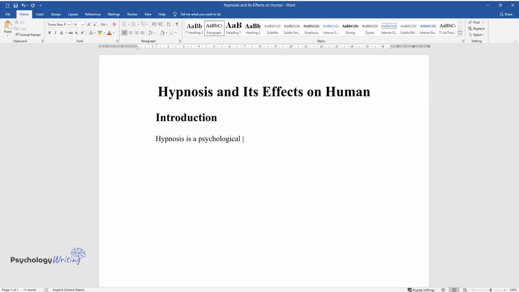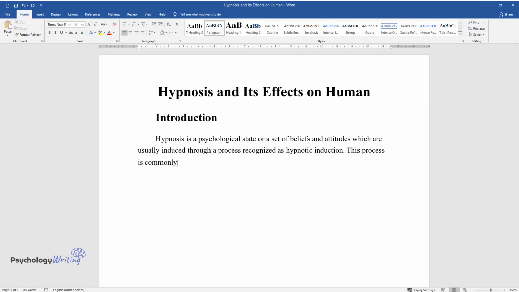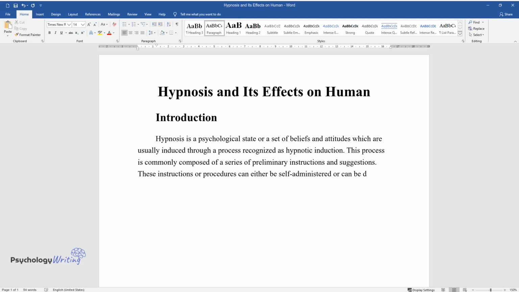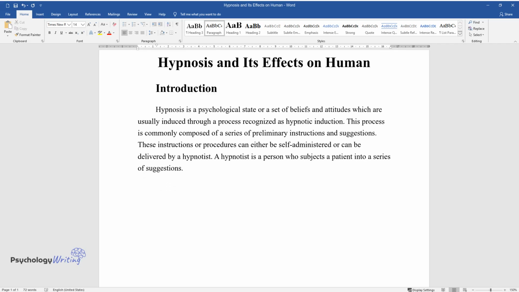Hypnosis is a psychological state or a set of beliefs and attitudes which are usually induced through a process recognized as hypnotic induction. This process is commonly composed of a series of preliminary instructions and suggestions. These instructions or procedures can either be self-administered or can be delivered by a hypnotist. A hypnotist is a person who subjects a patient into a series of suggestions.